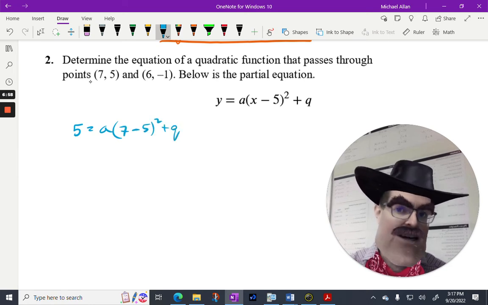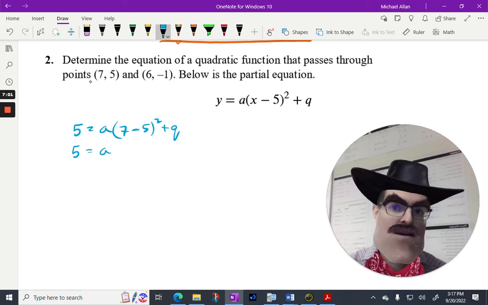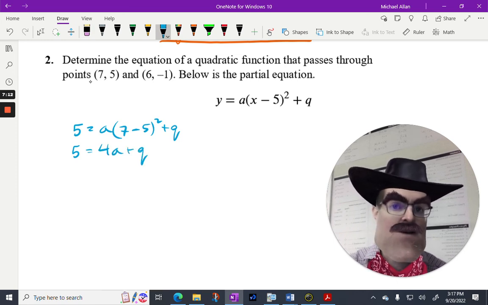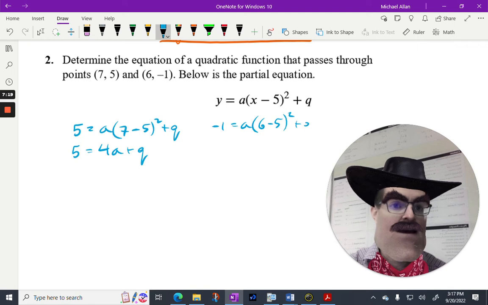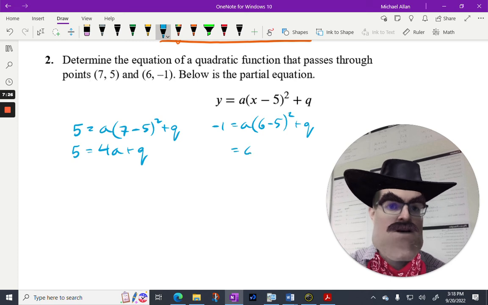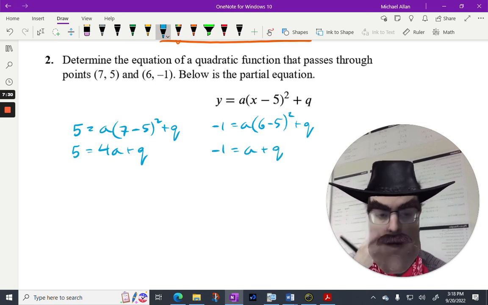So I'm just going to simplify this down nicely. So 7 minus 5 is 2. 2 squared, maybe I'll just rearrange this. So 2 squared is 4, so I got 4a plus q. And I'm going to do the same thing with the 6. If I put a 6 in the equation, I need to get a negative 1 out. So 6 minus 5, sorry, is 1, 1 squared. It's a nice equation. You can put a 1 there if you want to.